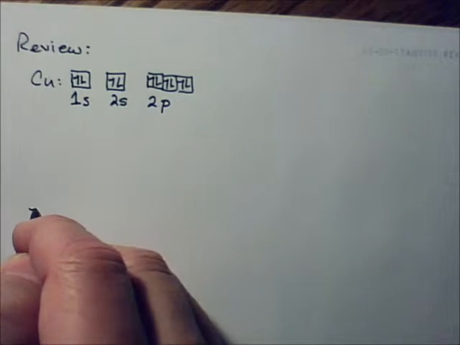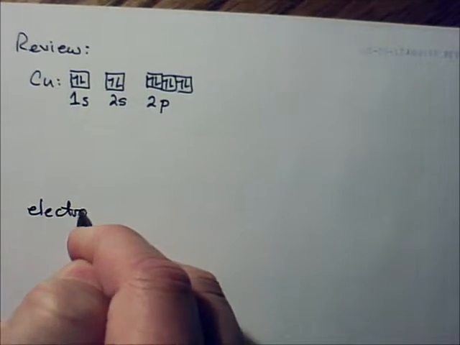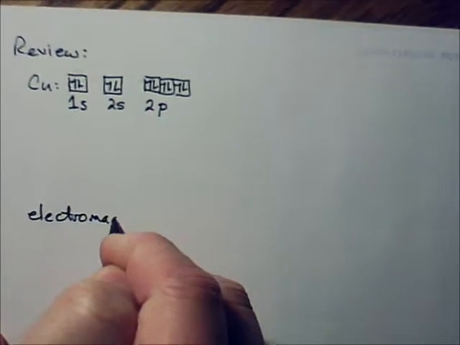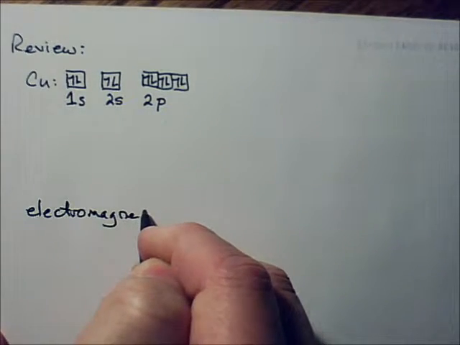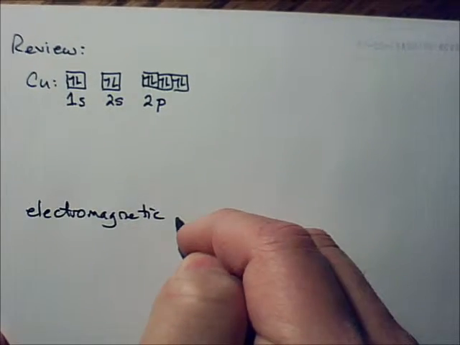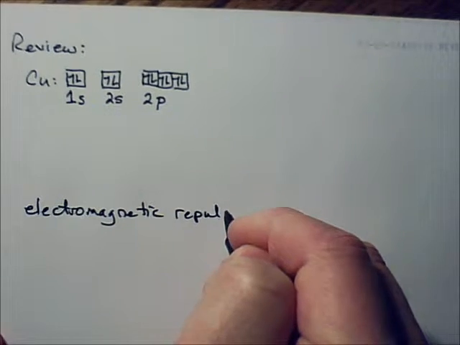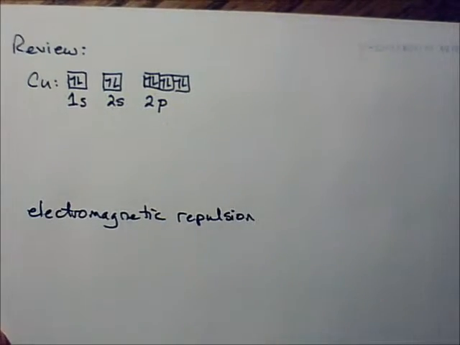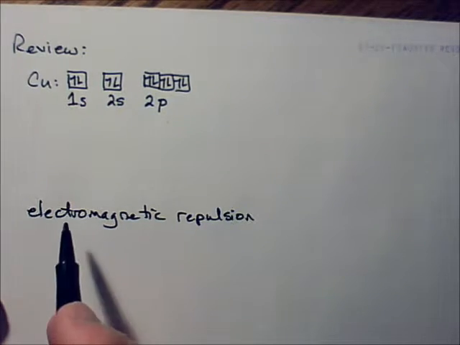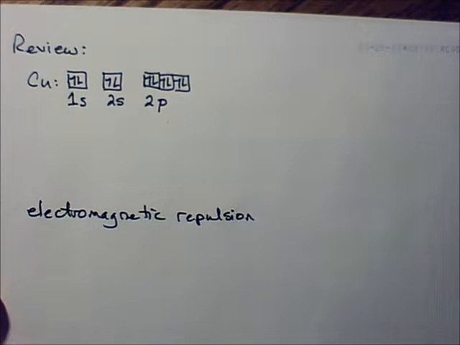Electromagnetic, things with the same charge have electromagnetic repulsion. So to get the electrons in the same orbital, we have to cancel the electromagnetic repulsion, and that's what those opposite spins are about. Yes?